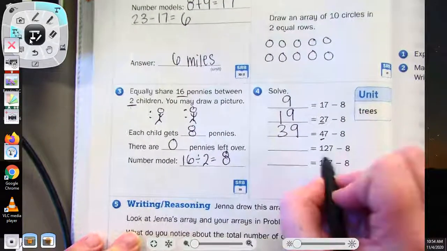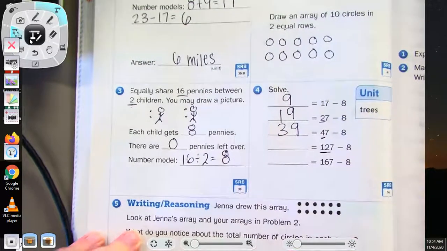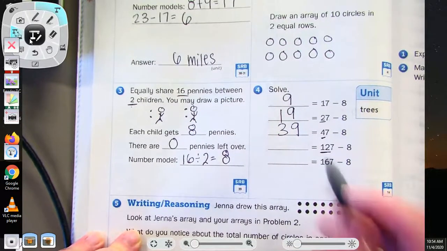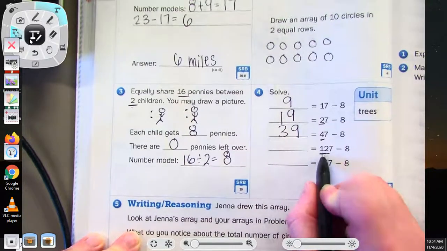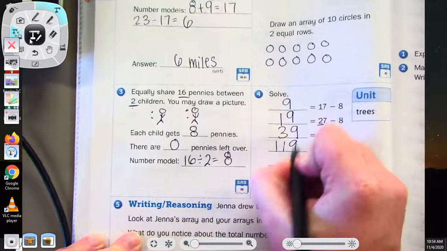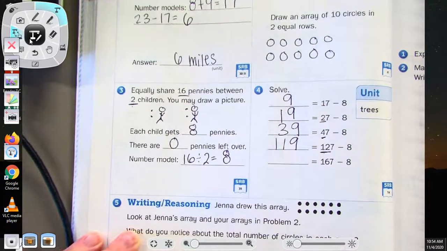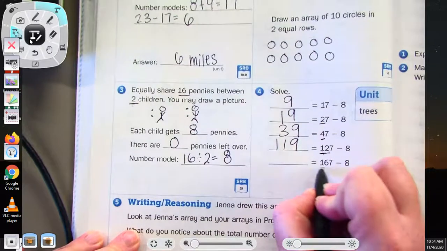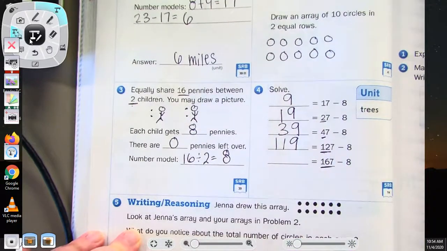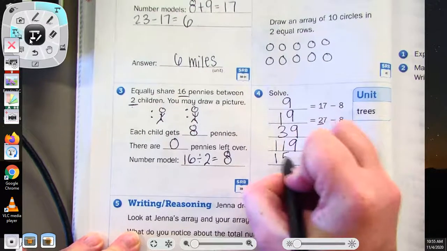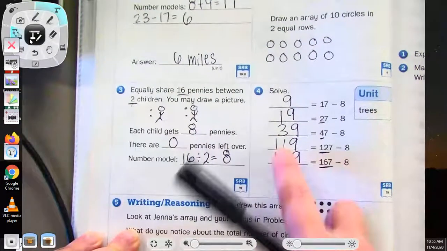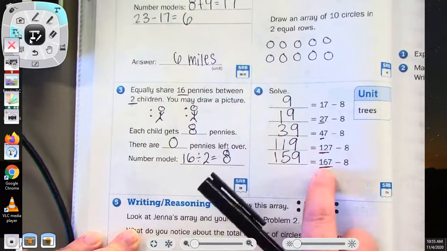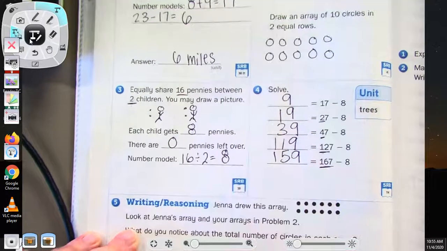Then we're going to jump up a lot. We're into the hundreds place now. But look here, 127 and 27. So for that one, we just need to add 100. Kind of a cool trick there. And then the last one is 167. Same thing, it's still in the hundreds place. This one would be 159. Because look, we're at 167. If 127 was 119, you just need to keep counting up by 10s until you get to 167.